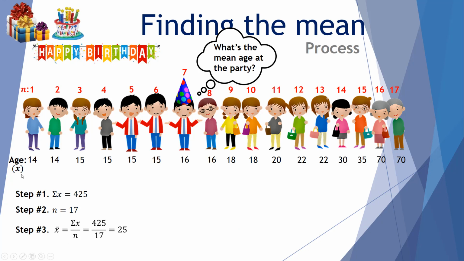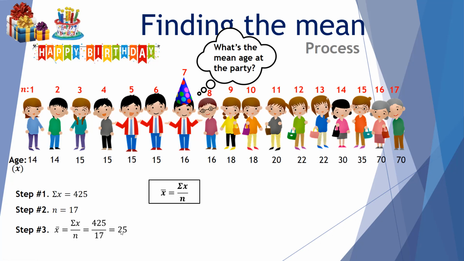Finally, let's write down the equation we use to work out the mean. x is a measure of age. So the bar on the top means the mean value of x, the mean age, or the average age. So it's the sum of all the individual ages, sigma x, divided by n, the number of people in this group. So it's 425 divided by 17 equals 25.